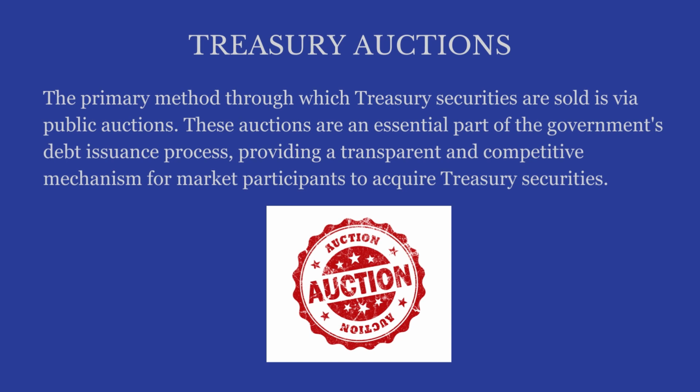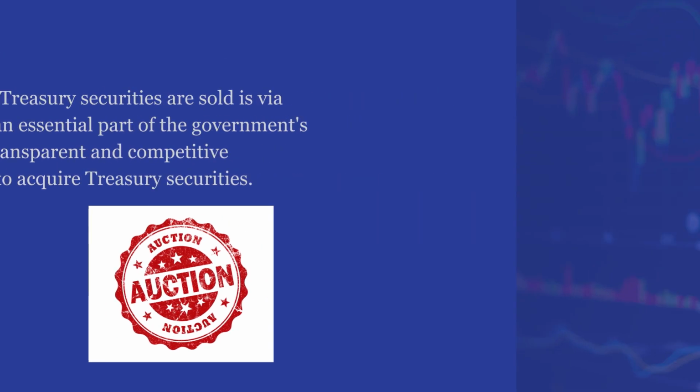The primary method through which Treasury securities are sold is via public auctions. These auctions are an essential part of the government's debt issuance process, providing a transparent and competitive mechanism for market participants to acquire Treasury securities.